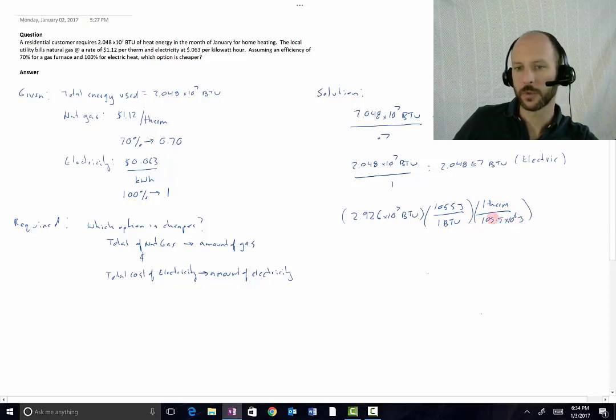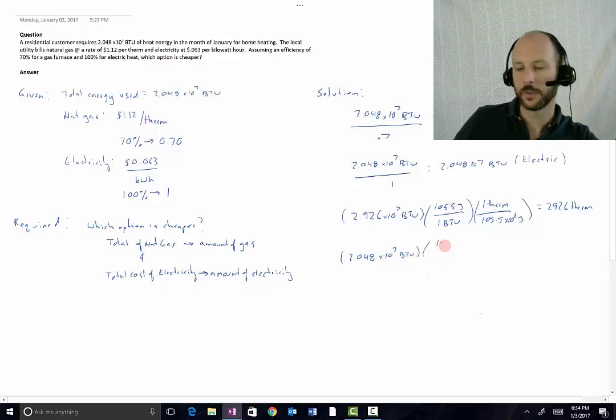So you can see what I'm doing here is 2.926 times 10 to the 7th BTU was my original unit. To go from BTUs to joules, I multiply by joules per BTU. The point there is that the units cancel. And then to go from joules to therms, I divide by 105.5 times 10 to the 6 joules per therm. That gives me a final answer of 292.6 therms of natural gas required.